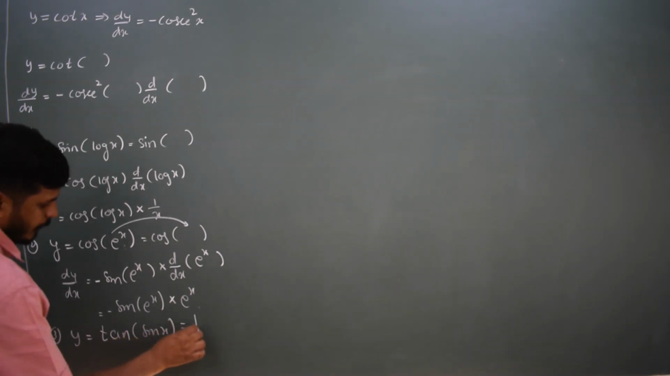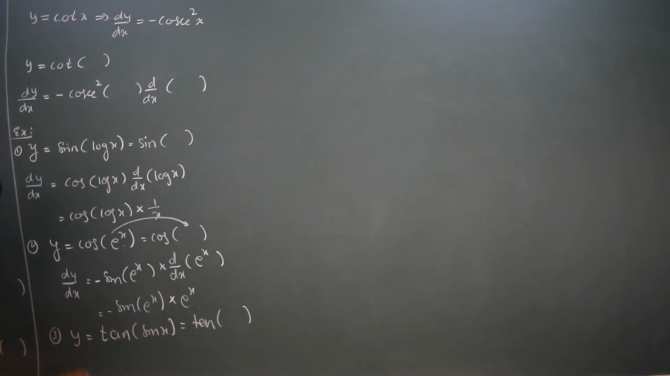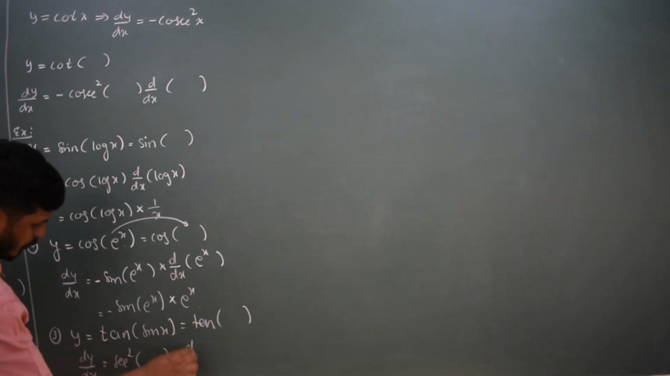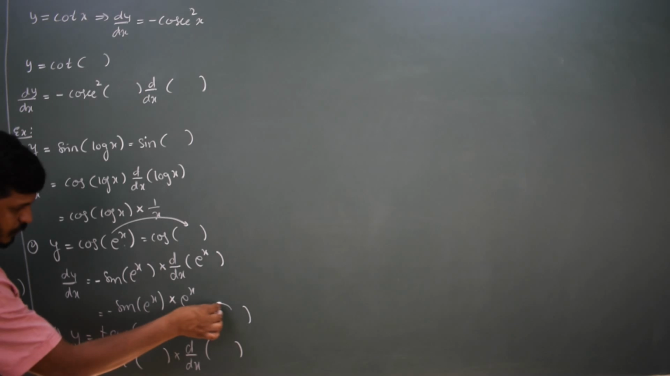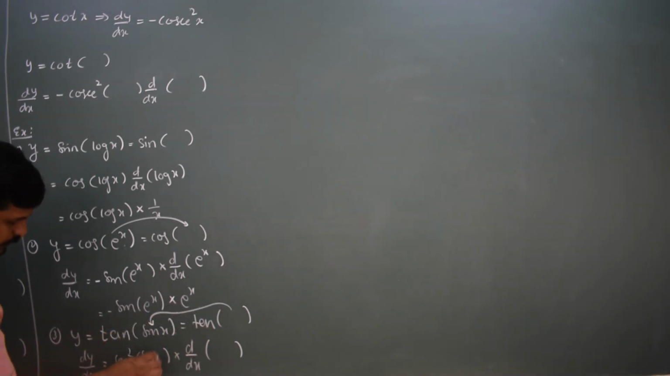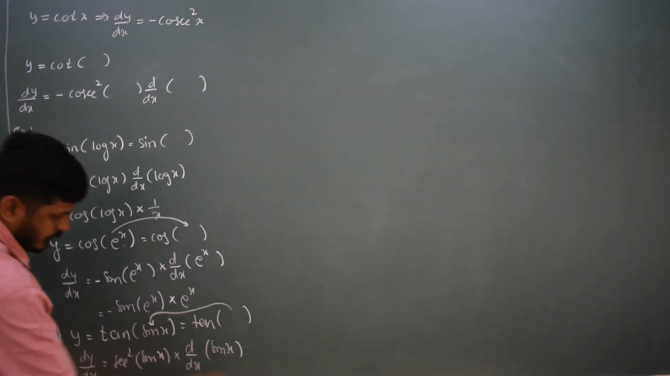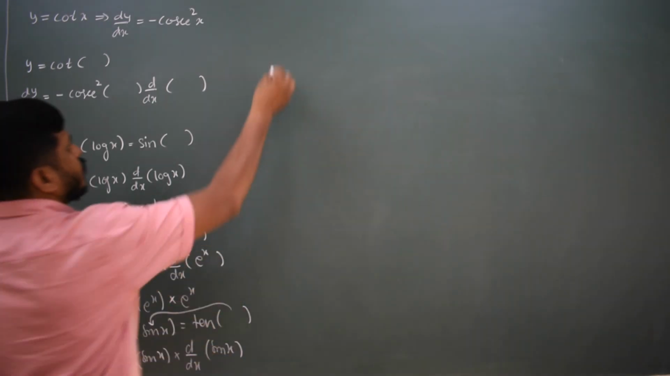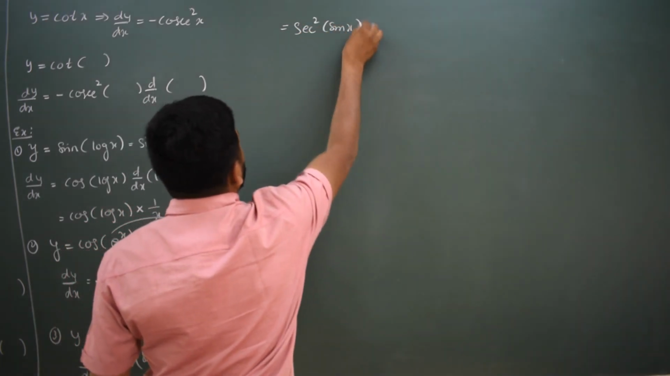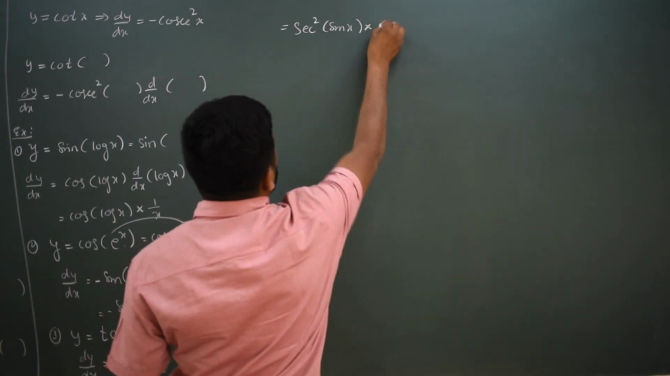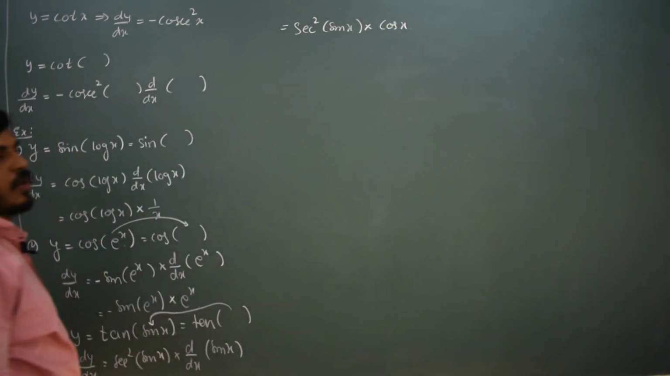Similarly, y is equal to say tan of sin x. How to read this one? Tan of something. Now dy by dx is equal to the differentiation of tan of something, which is secant square something into differentiation of something. In the place of something I have sin x. Now that's equal to secant square sin x into the differentiation of sin x, which is cos x.